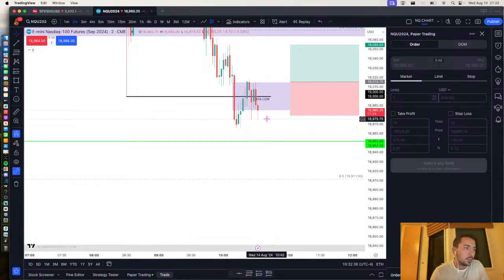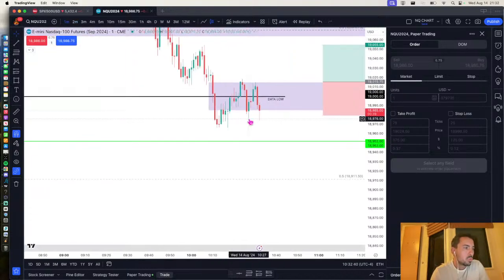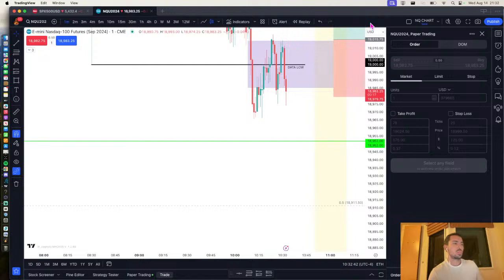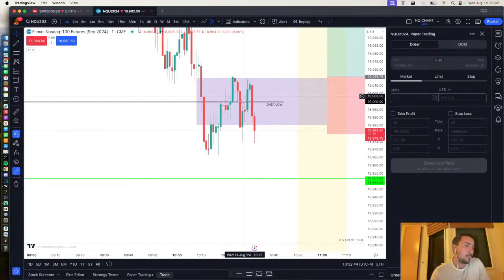Okay, we just took out an internal sell side right there. This is pretty good, I'm not going to lie. That's a good RR setup. You could take this short here if you really wanted to. Stop to break even would be at this internal low right here.